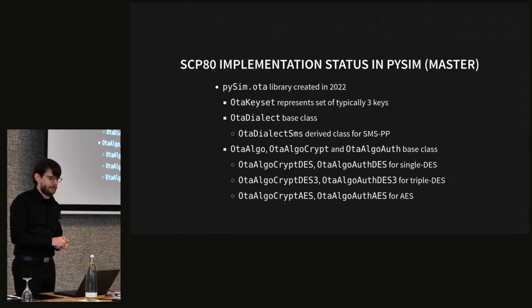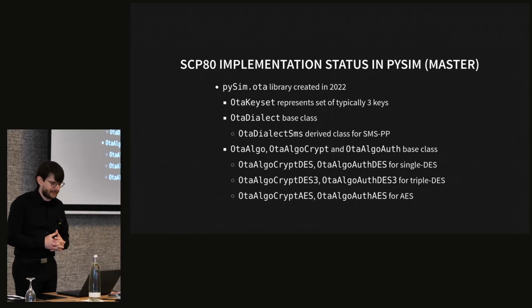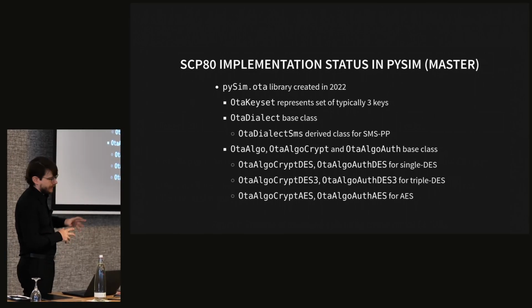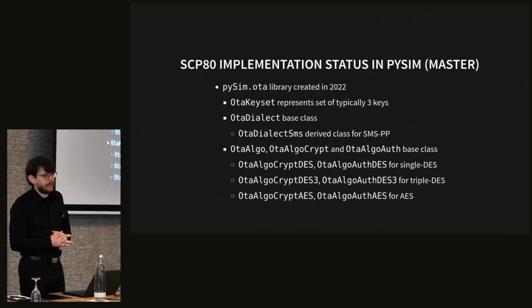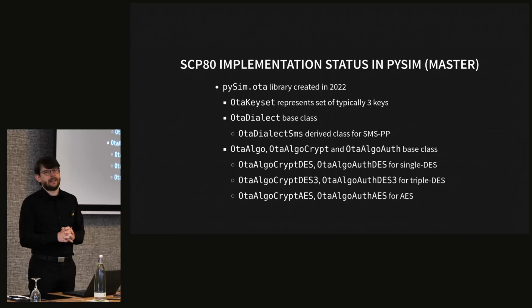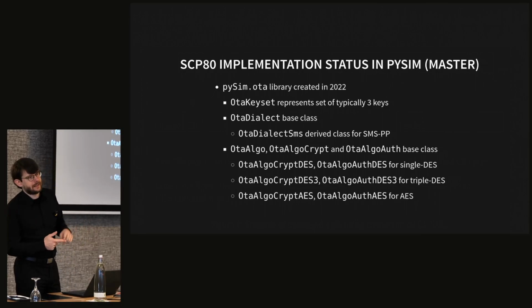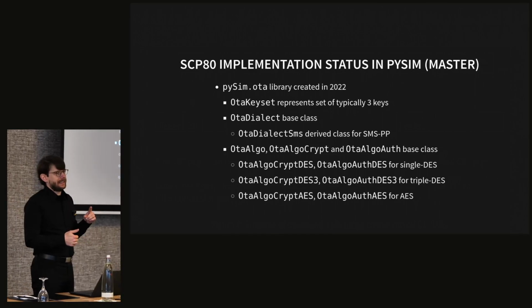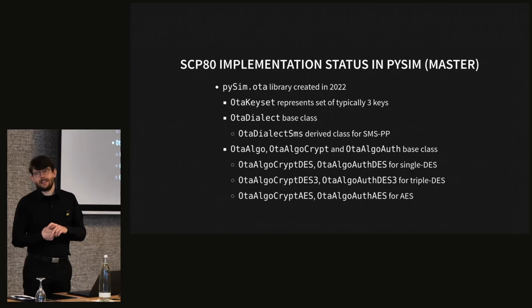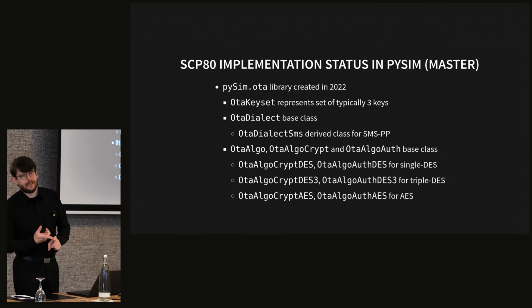So what of this SCP-80, and I'm skipping the USSD here for shortness of time. In PySim master, for quite some time, we have the pysim.ota library, which contains a couple of different classes. The first one is the OTA key set, which represents a set of keys. Normally, you always have multiple keys. In such a key set, it's the KIC, the KID, and the KEK. Now, the KIC is the one used for ciphering, the KID is the one for message authentication, and the third one is used for key encryption, if I remember correctly.